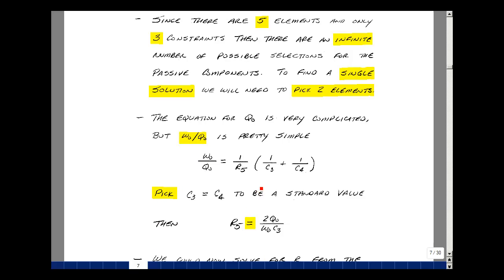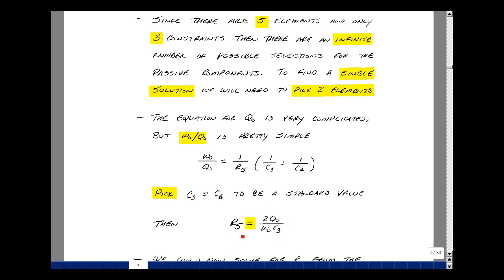Capacitors don't have as many values to select from as resistors, so why don't I pick these 2 capacitors to be equal to each other, to be a standard value that I have in my parts box. Then I could solve for R5, put that on this side of the equation. That would bring this over here as Q naught over omega naught, and then I'd have 2 of these, and then just let C4 equal C3, so I'd have 2 over C3.